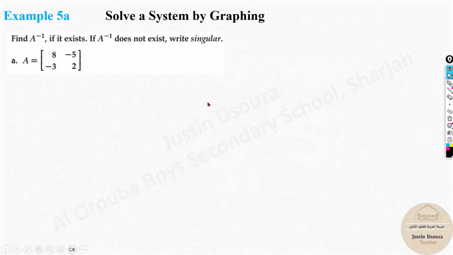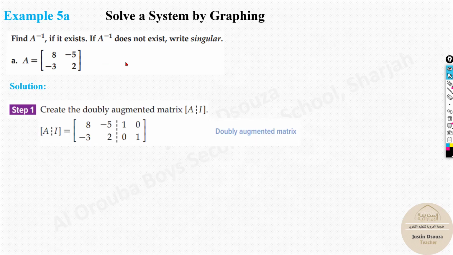Now we will see a problem, you'll understand this much more easily. Here they're asking you to find the inverse of this. First we need to check whether an inverse exists or not. And if it exists, if it is non-singular, then we need to find the inverse. Here we need to know that when we multiply this matrix with its inverse, we have the identity matrix, right?